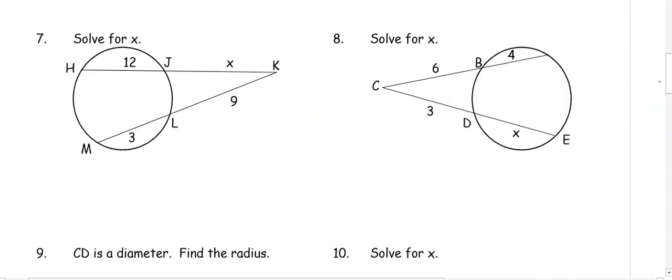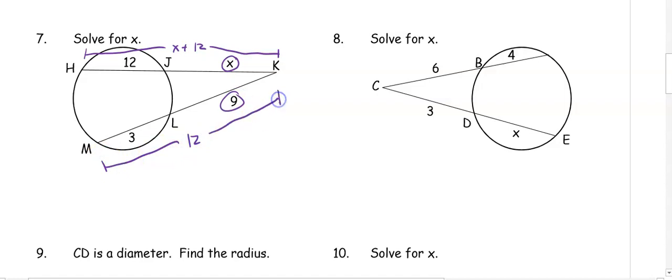In number 7, this is also a power theorem. This is a secant-secant. So with secant-secant, we need the outside and the whole segment. So our whole segment up top is going to be x plus 12. On the bottom, the outside is 9, and the whole part would be 12. So when we multiply x times x plus 12 is equal to 9 times 12. So we get x squared plus 12x is equal to 108. We can subtract 108 from both sides.